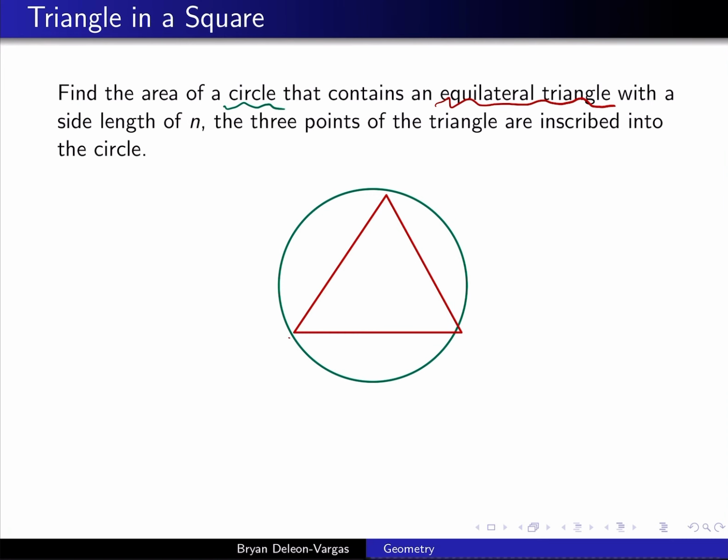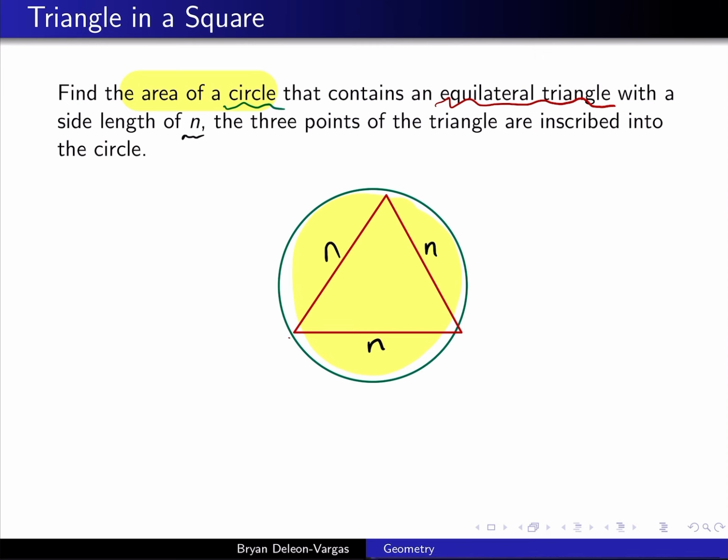And then we know that the sides of the triangle are a length of n. So this is length n, this is length n, and this is length n. Now, we have our problem. What are we solving for? Well, we're solving for the area of a circle. That's basically just this area over here.